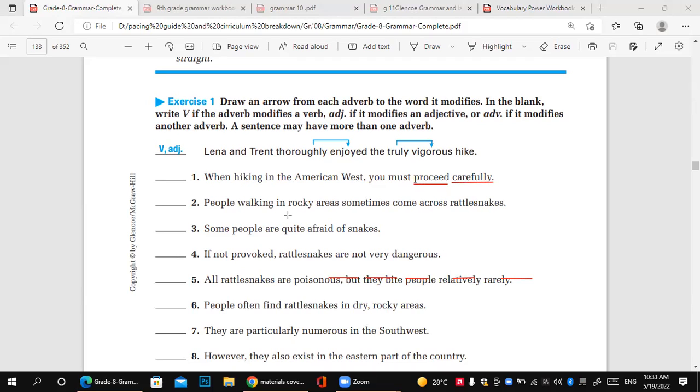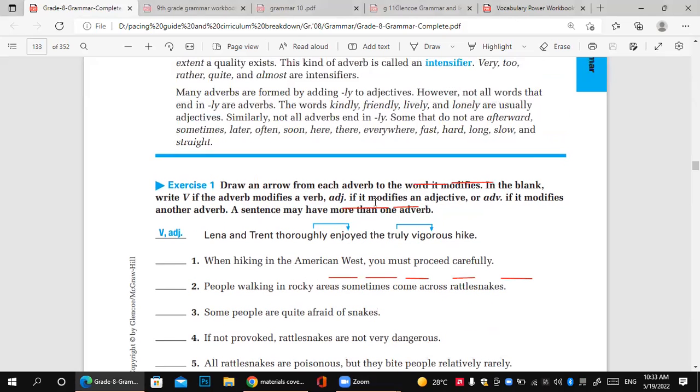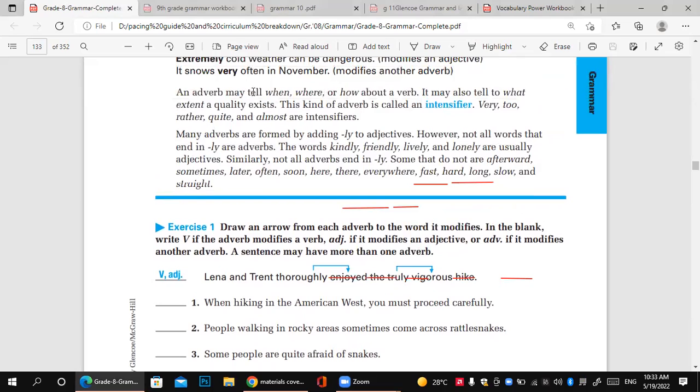Okay. People walking in rocky areas sometimes come across rattlesnakes. Rocky ends with y. No. Adverbs end with ly, not just y. Of course, I have sometimes. So sometimes is an adverb. Why? Because it modifies the verb come. How do I know sometimes is an adverb? Because sometimes is in the list we saw.